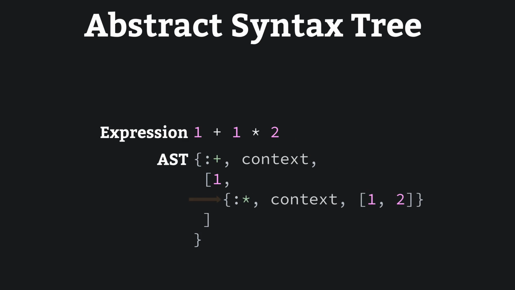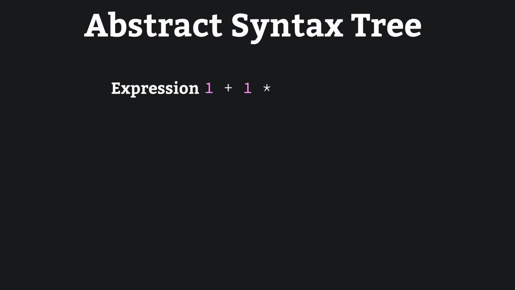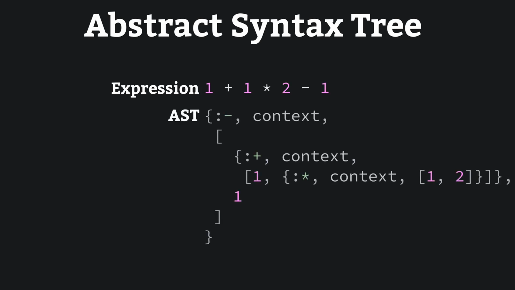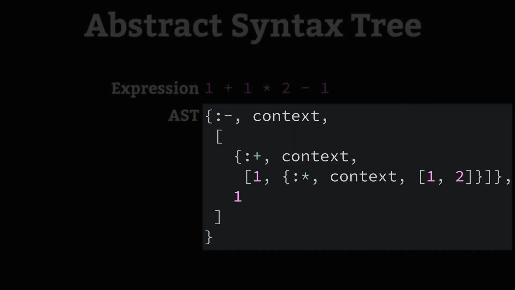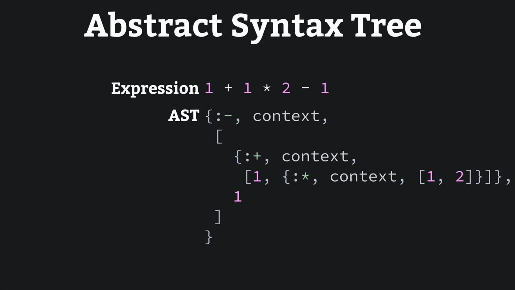Notice there's an AST nested as one of the arguments here for the expression 1 times 2. Here's another example of an AST for the expression 1 plus 1 times 2 minus 1. Okay, now imagine trying to manually create and return ASTs that are shaped like this. I don't know about you, but having to manually generate a nested AST like this doesn't sound like much fun. Luckily, there's a better alternative to manually creating ASTs, which we'll look at right now.